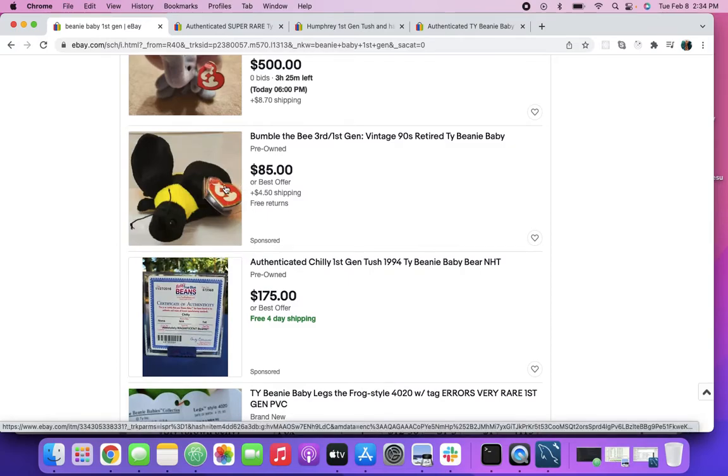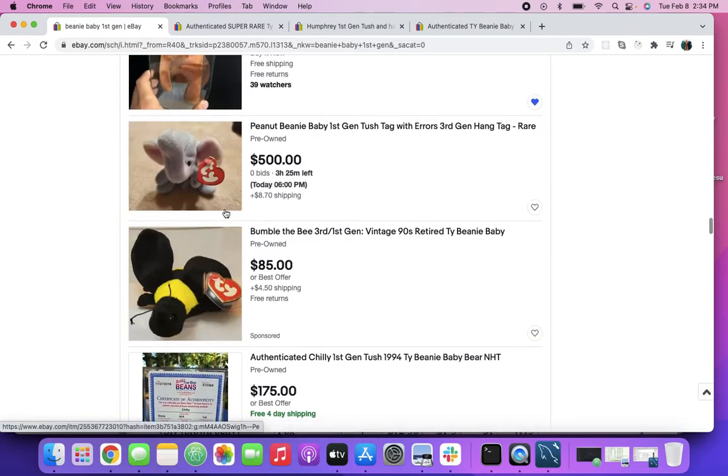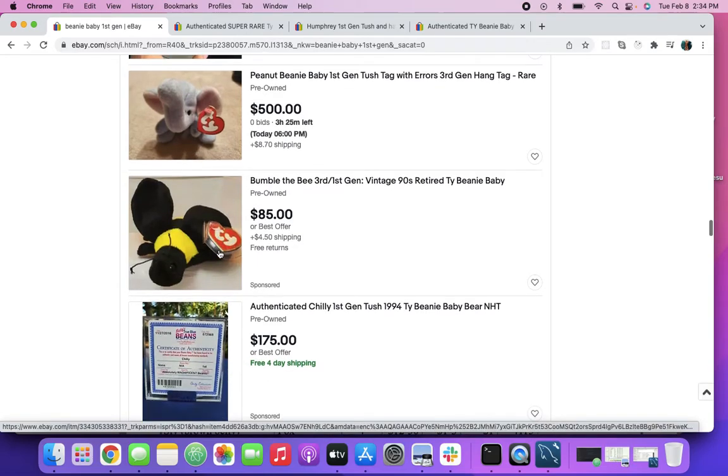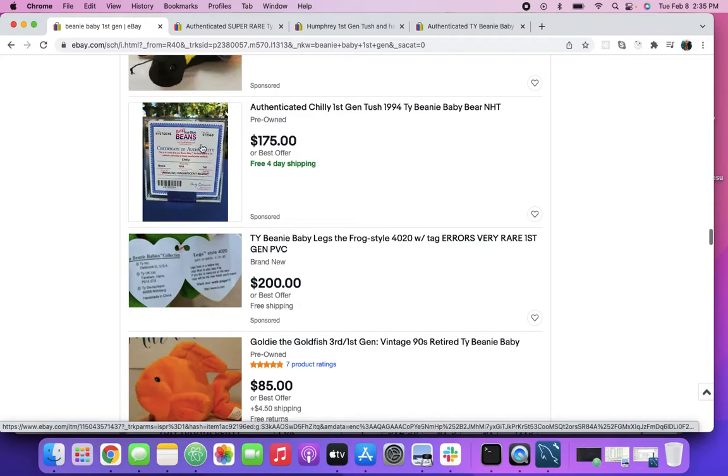Third gen Bumble looks non-mint from here, so probably should go from like 50 to 75, I would say, maybe even less. I think I got mine for less. Looks like a non-mint third gen light blue peanut, not 500, probably 30 to 60. Same thing, I think the Bumble should be like 30 to 60 if it's non-mint.